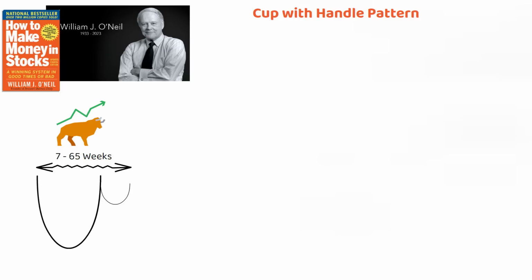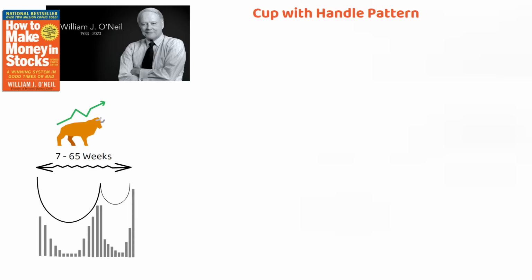The cup should not be too deep, and volumes should be lower than average at the base of the cup, but should increase as the price approaches the high point of the cup as it breaks out from the handle. The handle is generally formed below the previous high, and the price is said to have broken out when it passes and stays above the high of the handle.